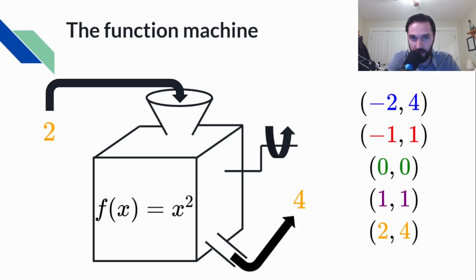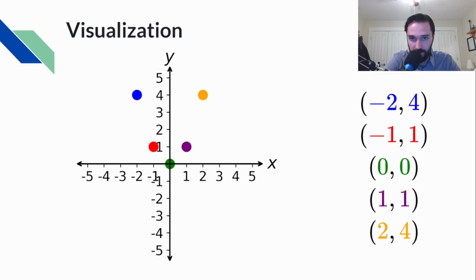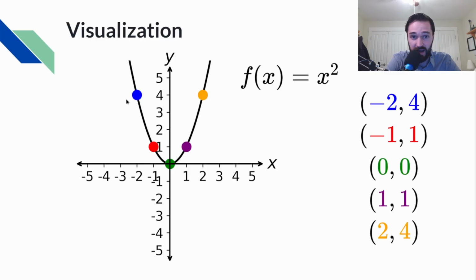Let's visualize this function on the coordinate system. So let's get rid of the function machine. We want to move to the coordinate system now. So let's plot these points, and let's draw a curve through the dots. This function, f of x equals x squared, is represented by a parabola.